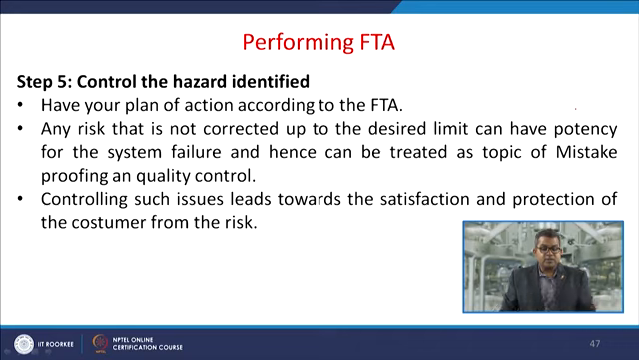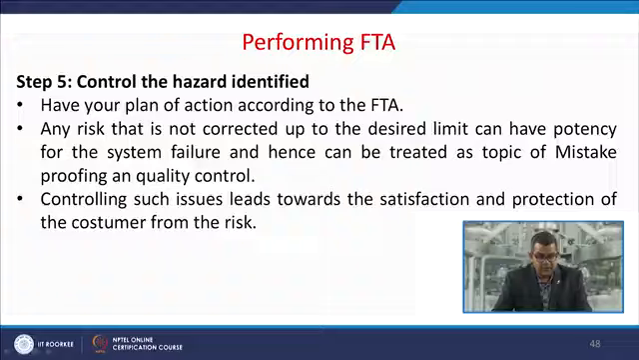The last step, step 5, is the control of the hazards identified. Now, have your plan of action according to the fault tree analysis. Any risk that is not corrected up to the desired limit can have the potential for system failure and hence can be treated as a topic of mistake proofing and quality control. Controlling such issues may lead towards the satisfaction and protection of the customer from the risk. Now the examples of mitigation strategies.